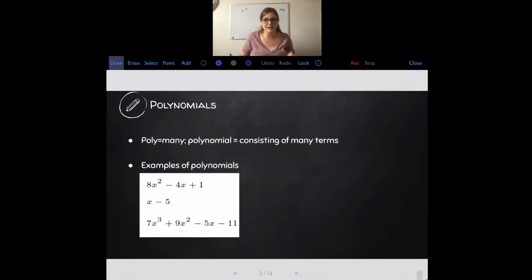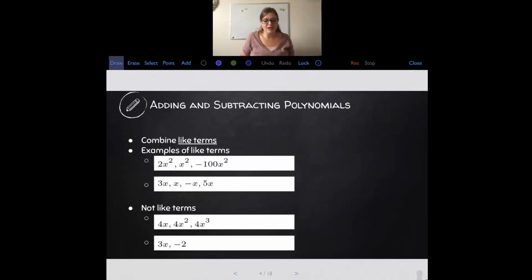So up on the screen, I have some examples of polynomials. 8x squared minus 4x plus 1, x minus 5, 7x cubed plus 9x squared minus 5x minus 11. Okay, so when we add and subtract polynomials, we need to make sure we combine like terms.